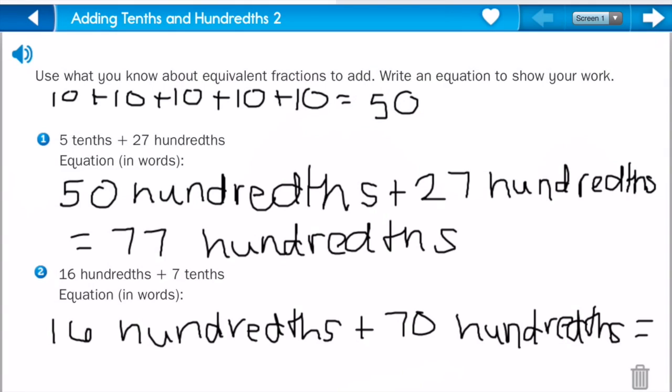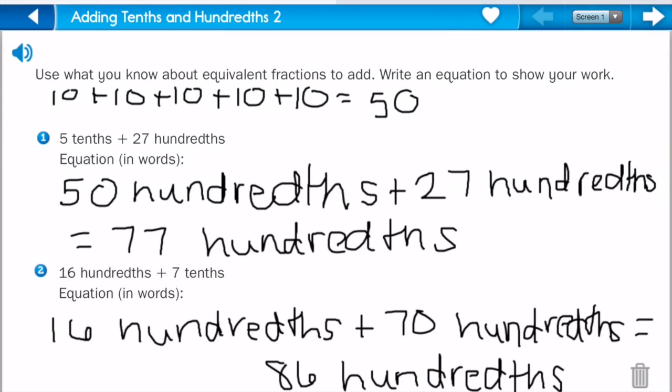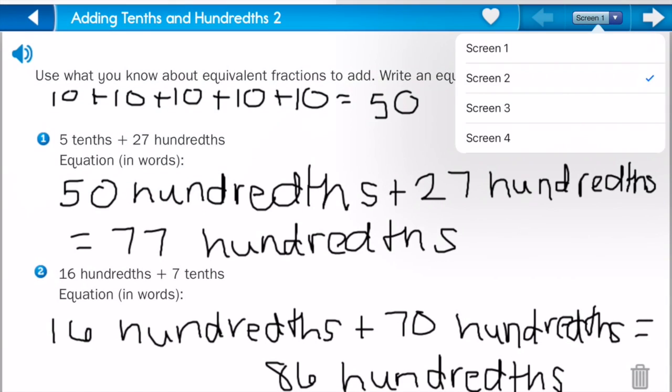And when I add 16 plus 70, I get what? Yes, you should have gotten 86 hundredths. All right, now let's go ahead and go on to the next screen.